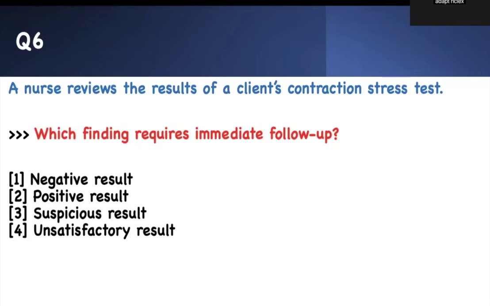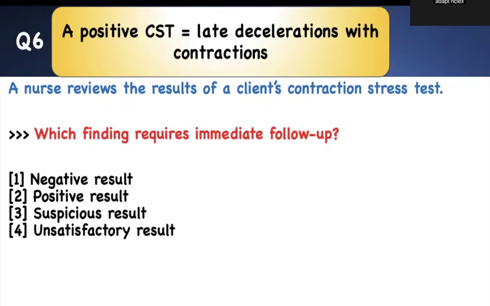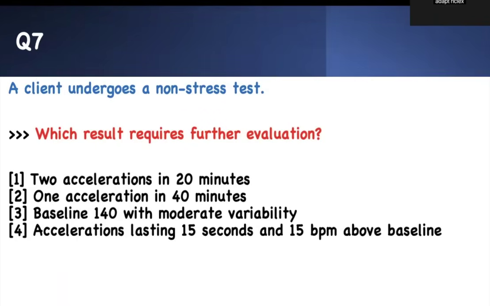Unsatisfactory results is what? It's nothing. It's not telling you anything. The right answer, we have a positive result. A positive result means the baby's heart rate decelerates during contraction of the mother. That's a bad thing. So that's the answer choice here. So a positive contraction test is what? Late deceleration with contraction.